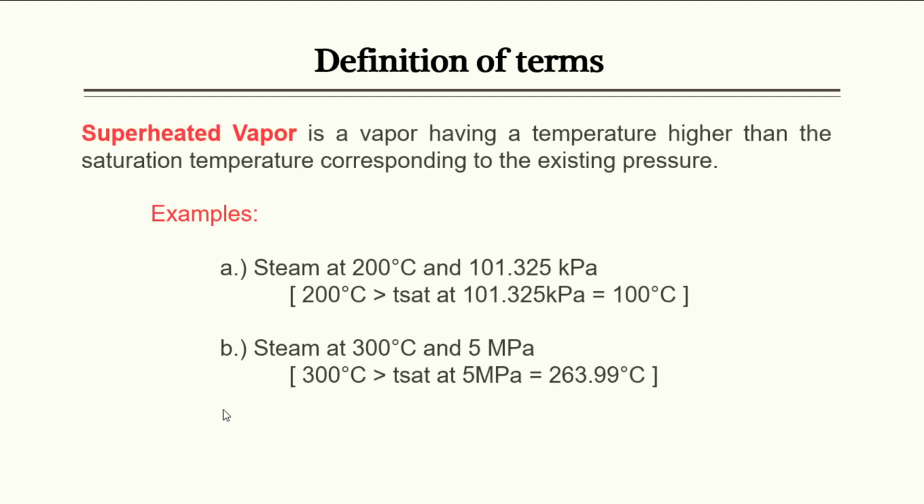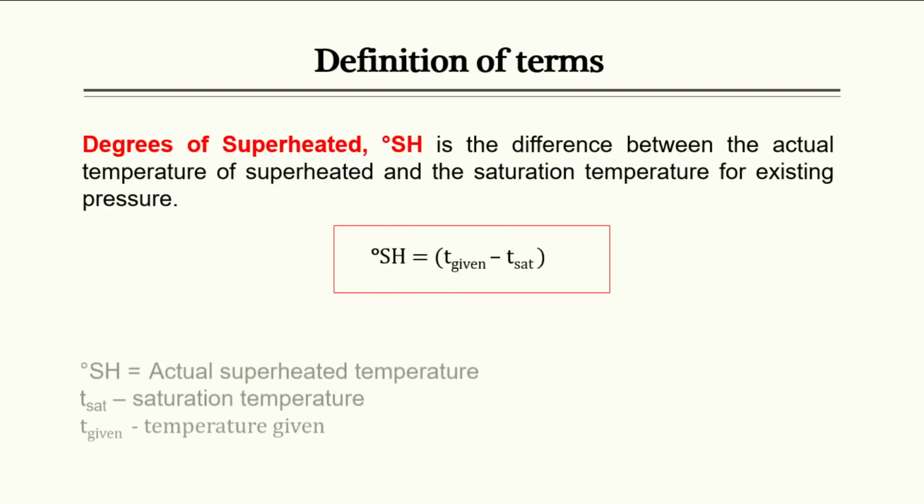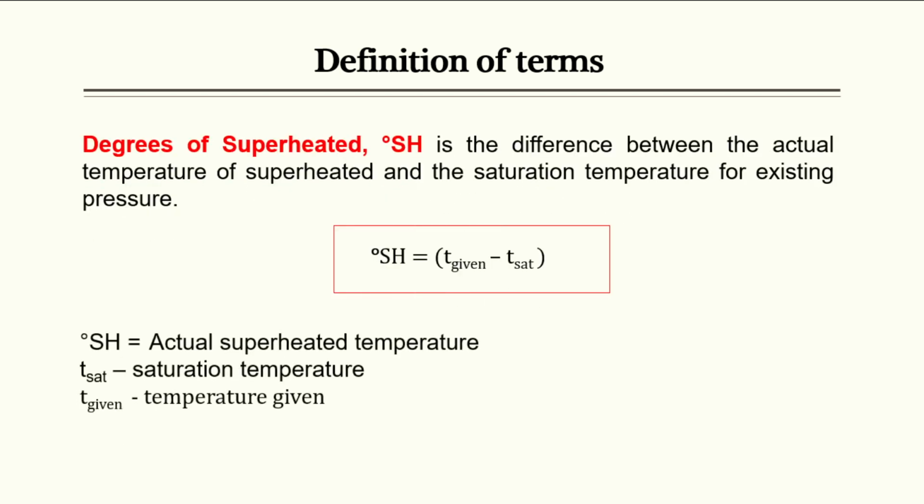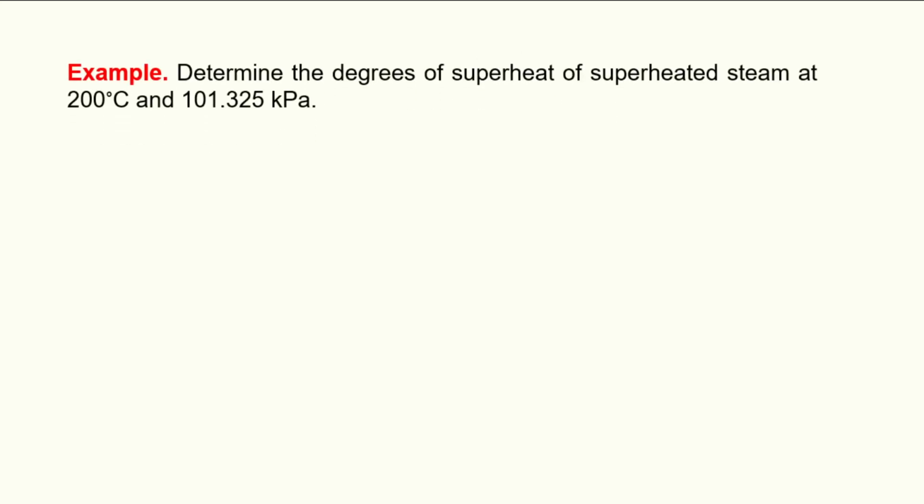Like yung diniscuss ko kanina, di ba? So, para makuha mo yung degree superheat, yung T given, which is 300 degrees Celsius, ima-minus mo lang dun sa saturation, which is 263.99 degrees Celsius. So, i-minus mo lang yung dalawa, makukuha mo na yung superheat. So, ganyan yung degree superheat natin. Okay? So, example.